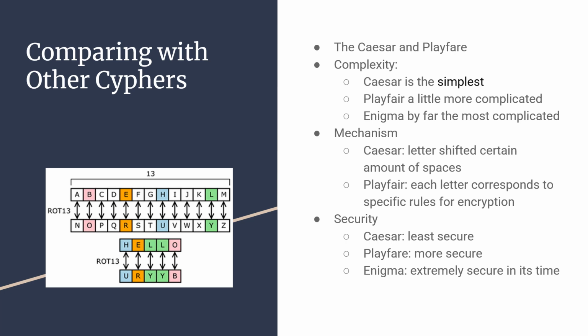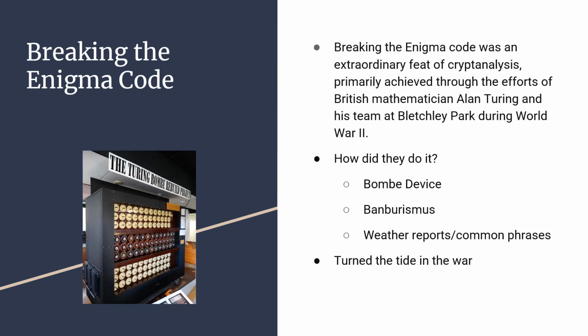And because the mechanism is complex, that makes it the most secure as well. So you can see how all three of these topics in ciphers relate to each other. Typically, the more complex the mechanism, the more complex the cipher, the more secure. So that's why the Caesar cipher is the least secure, the Playfair is a little more secure, and then the Enigma was extremely secure in its time before it was broken, which is what I'm going to talk to you about now, and how they broke the code.